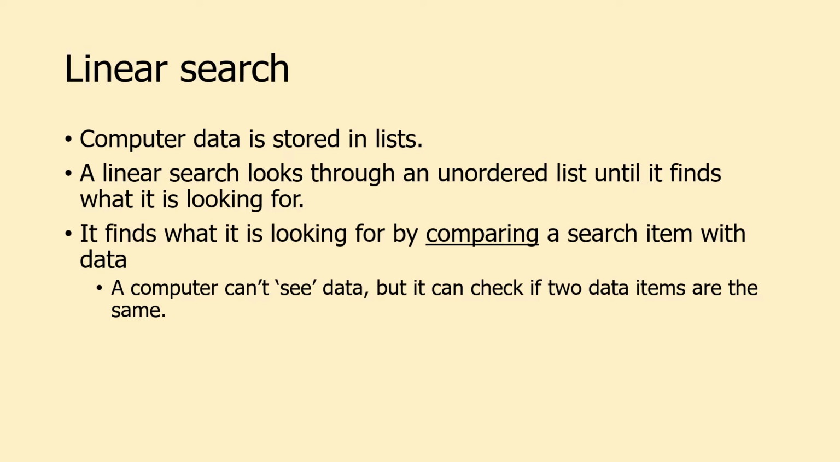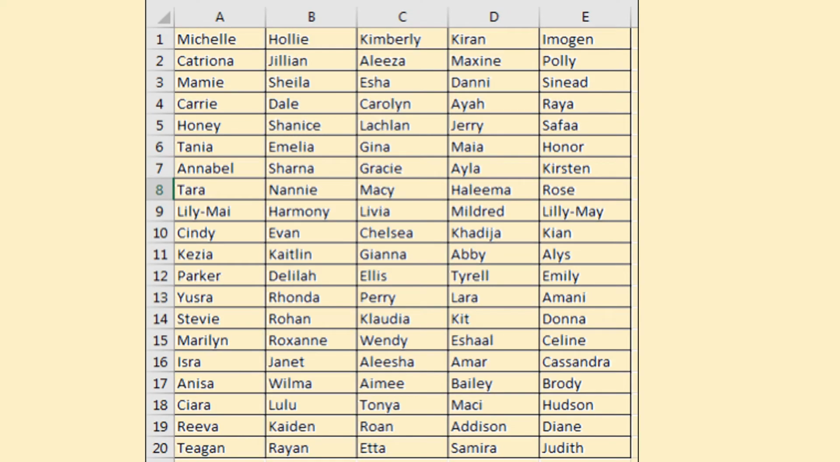Now, the computer can't see data, but what it can do is check to see if two items are the same. So if I asked you on this table of data here to find the name Celine, you might do this in different ways. Some of you might just scan around in a haphazard way, hoping that you'll see, there we go, we've spotted Celine.